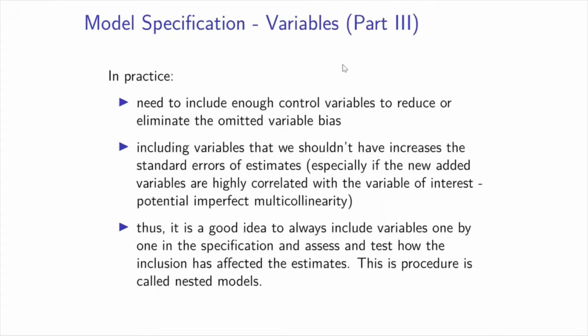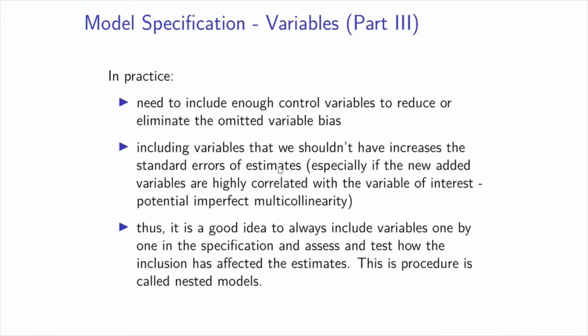Previously, we have established that we need to include enough control variables in the regression in order to reduce or eliminate the omitted variable bias. However, it's not necessarily a good idea to include as many regressors as possible in the model, because some variables are highly correlated with each other. The more variables you include in the regression, the more likely your regressors are going to be highly correlated. If we include two highly correlated regressors in the same regression, our model will suffer from the imperfect multicollinearity problem, which will increase the standard errors of the estimates.